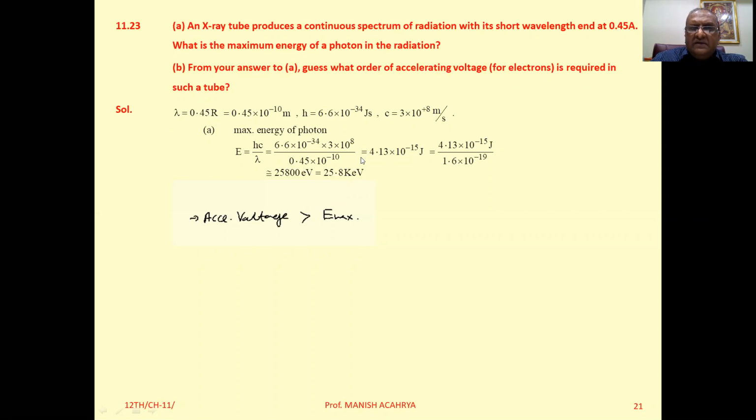Then see here, what order of the accelerating voltage is required. So accelerating voltage required should be greater than the energy of the photon. It implies that here energy is equal to 25.8 keV. So the voltage required, that is 25.8 kV. Clear?